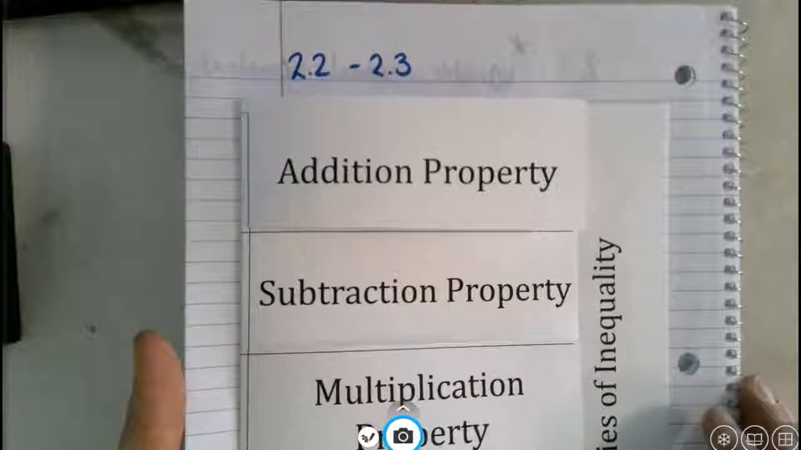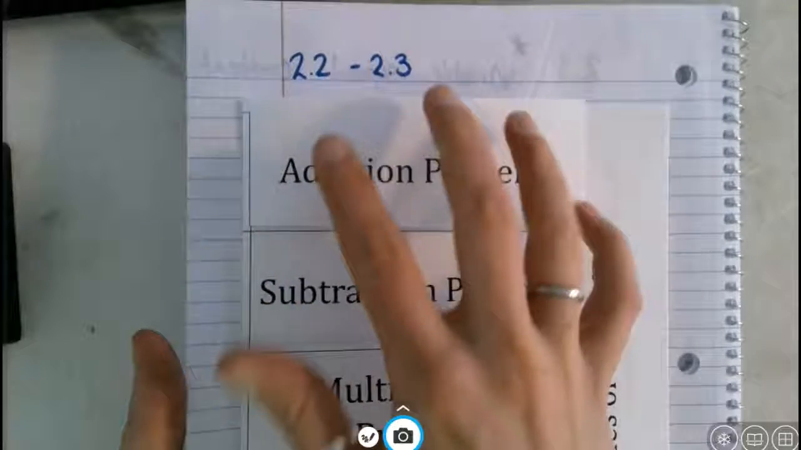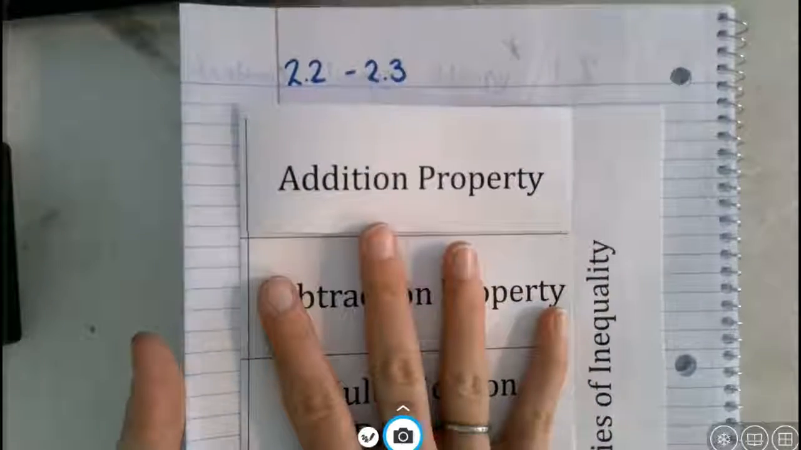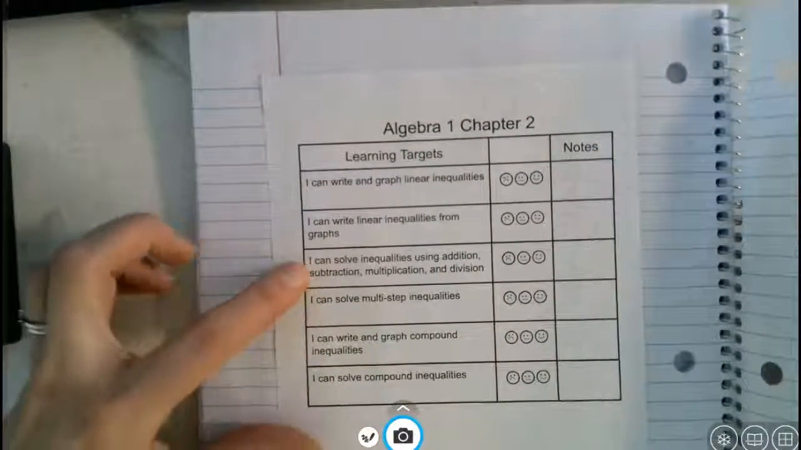All right, here we're looking at our notes for section 2.2. Up at the top, I label it 2.2 and 2.3 because all of our notes for the next two sections are going to go on this one paper. But we always want to flip back and start at our learning targets and see what we're really doing. So that's this one right here.